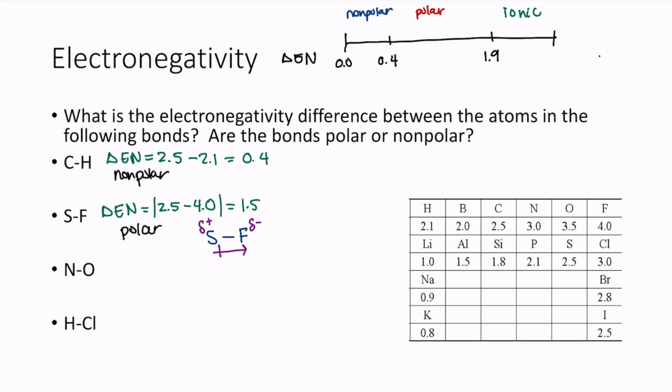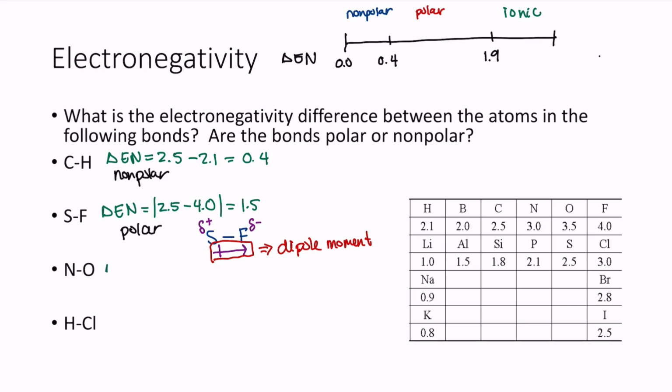So you can do this with every single polar bond. And this movement of electrons, when we show that with an arrow, is called a dipole moment. So that is where you're creating those two poles, the positive end and the negative end.